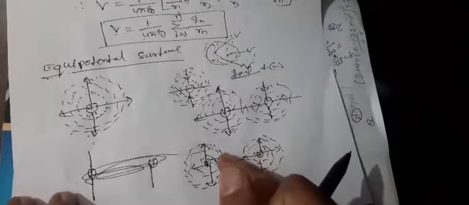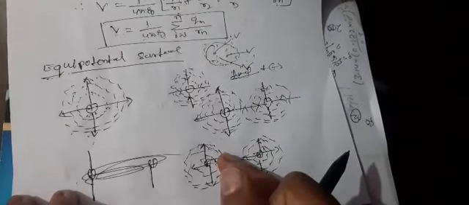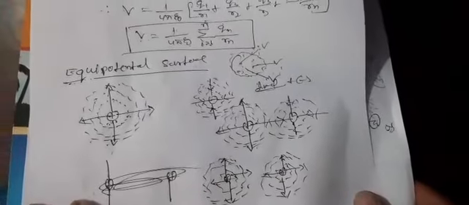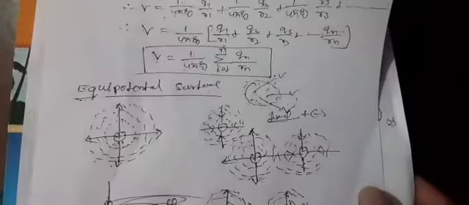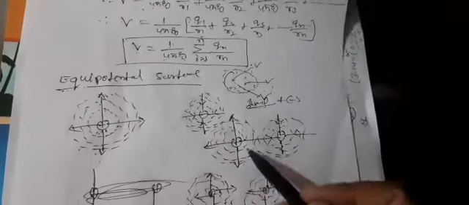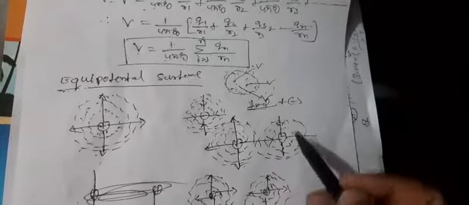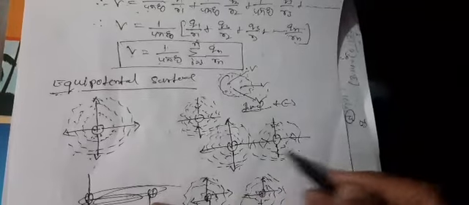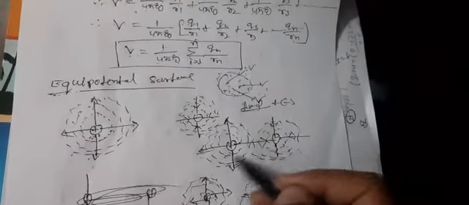The equipotential surface means what? The electric potential is the same at every point. That means the surface having the same electric potential at every point is called an equipotential surface. These are the diagrams of the equipotential surface of a positive charge, of a negative charge, and of a pair of equal positive and negative charges, the dipole system.